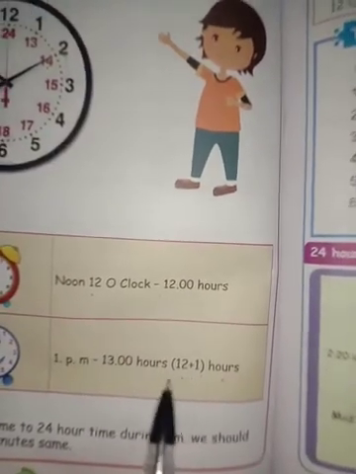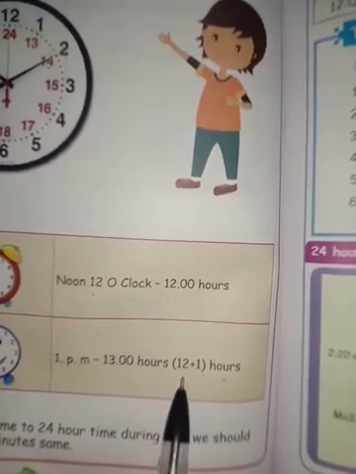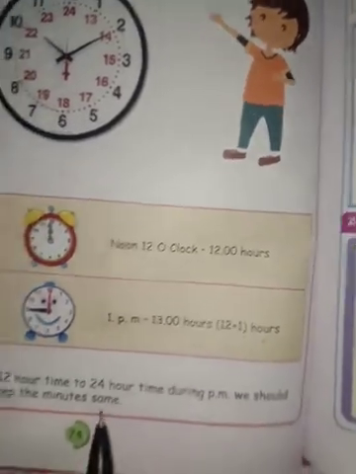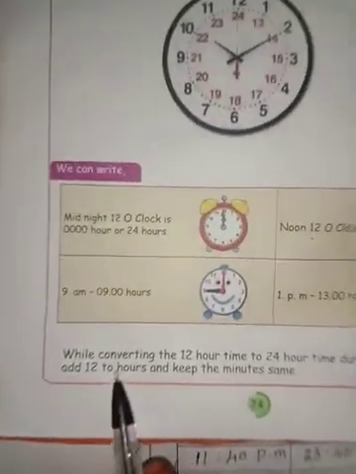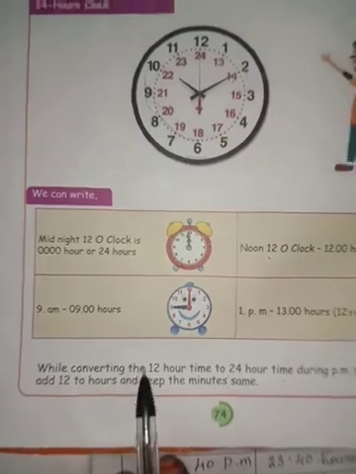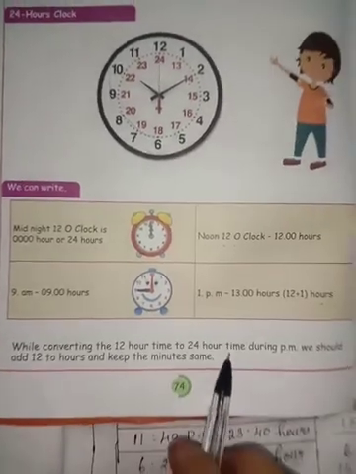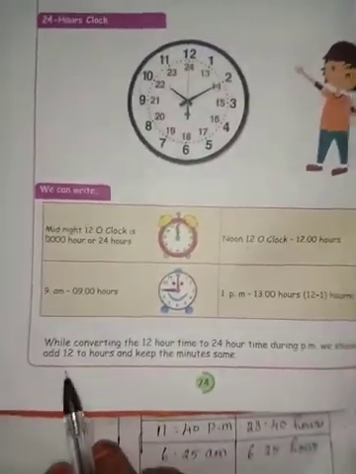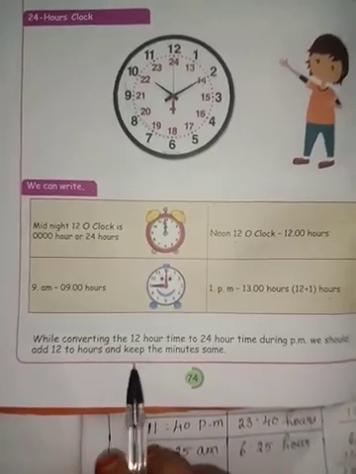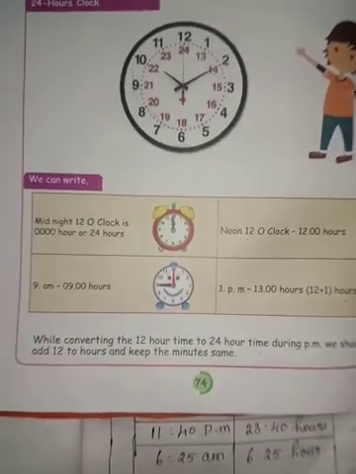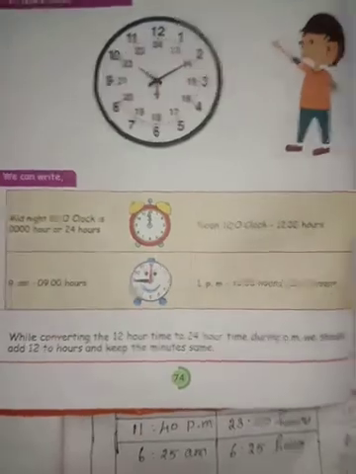How? We add 1 plus 12, we get 13. So just keep in mind, while converting 12-hour time to 24-hour time during PM, we should add 12 to the hours and keep the minutes the same. Then coming to the exercise.